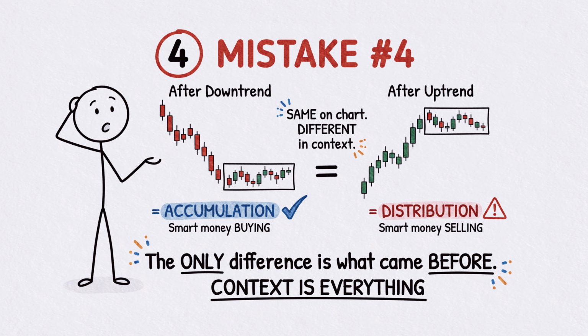And here's mistake number 4, a subtle one. Accumulation and distribution look identical on a chart. Both are ranges. Both have fakeouts. Both have sweeps above and below. The only difference is what came before. A range after a long downtrend is probably accumulation. A range after a long uptrend is probably distribution. Context is everything.